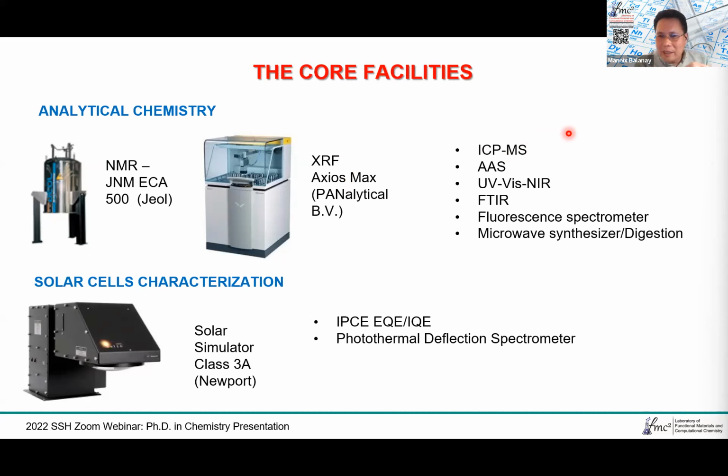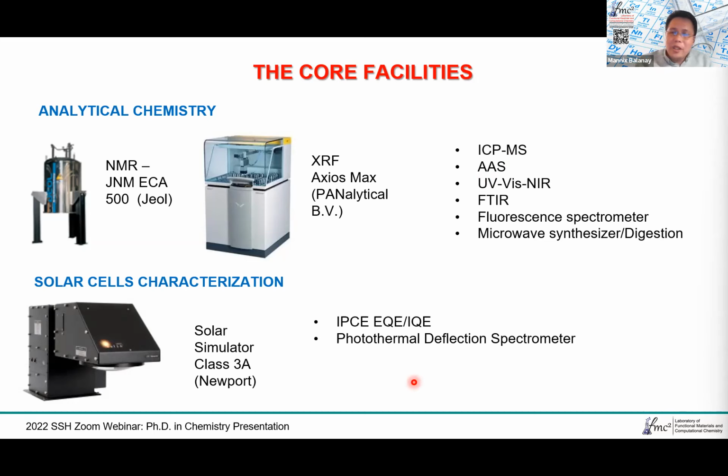Remember, when you are doing analytical samples, before you can analyze the metals in instruments like ICP or AAS, you first need to make them soluble. One way to make them soluble is microwave digestion, which is much, much faster than the conventional ones. Then you also have some solar cell characterizations. These are the things that you could use if you want to enroll in our program.